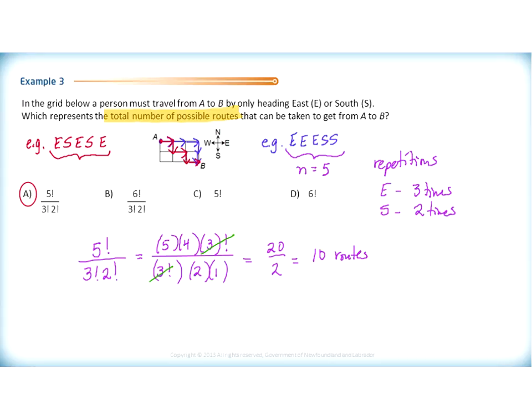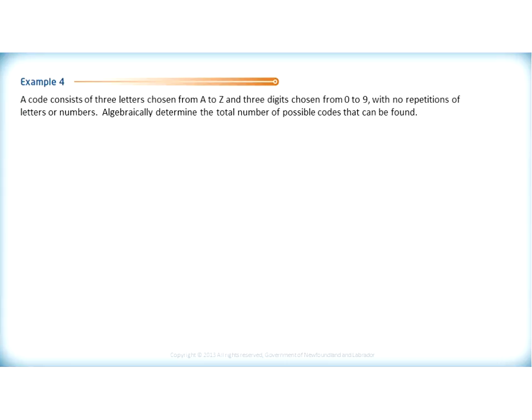Let's look at another example. A code consists of 3 letters chosen from A to Z and 3 digits chosen from 0 to 9, with no repetitions of letters or numbers. Algebraically determine the number of possible codes that can be found.